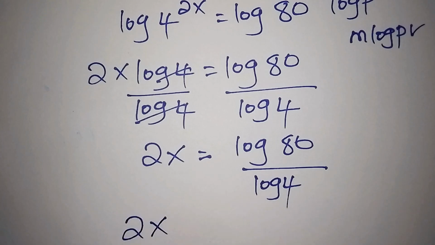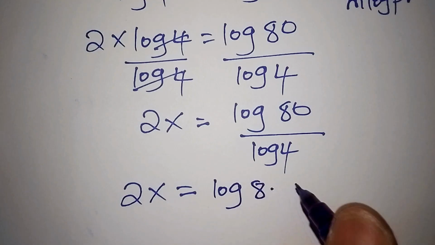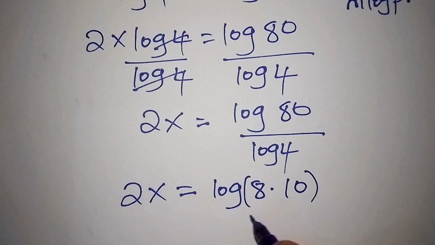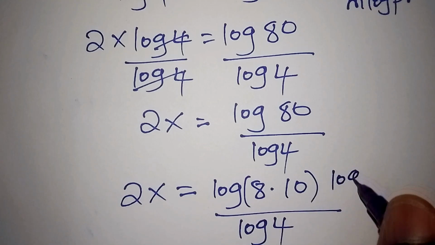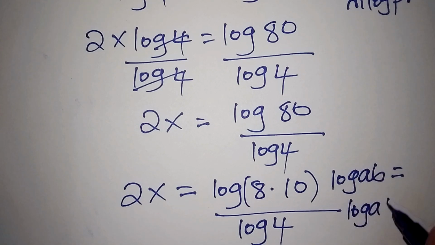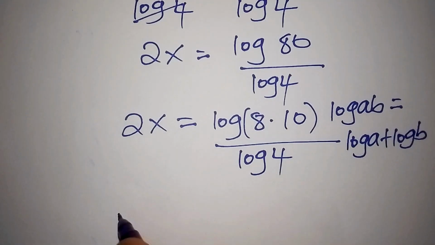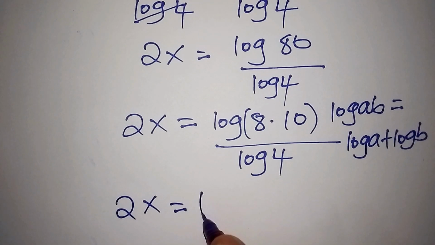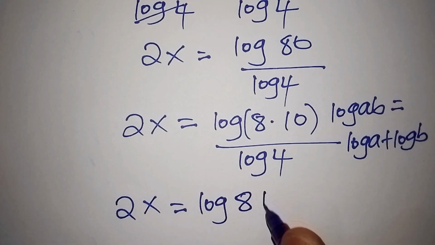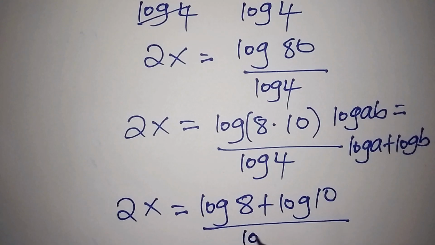So that now 2x in this case is equal to the log of 80, which shall be written as the log of 8 multiplied by 10, then in bracket all over the log of 4. So when you have the log of a multiplied by b, this can be written as the log of a plus the log of b. So here now we shall have 2x is equal to the log of 8, then plus the log of 10 all over the log of 4.